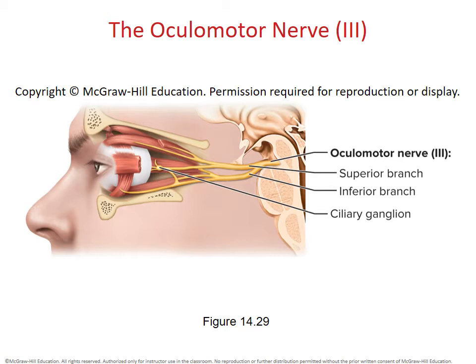Okay, so that's the oculomotor nerve. How does it get from the brainstem out to the eye socket? It passes through a foramen, or an opening, that we learned before, which is the superior orbital fissure.